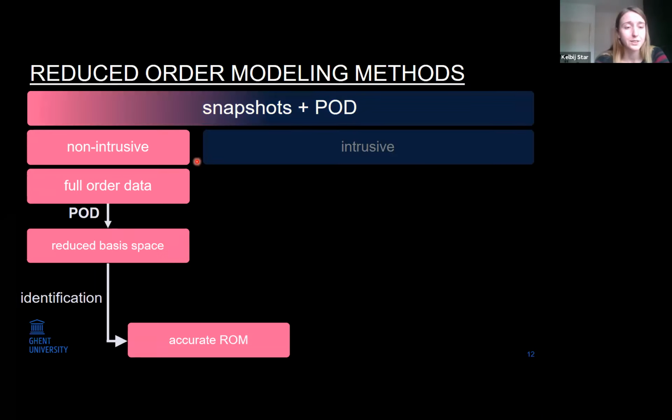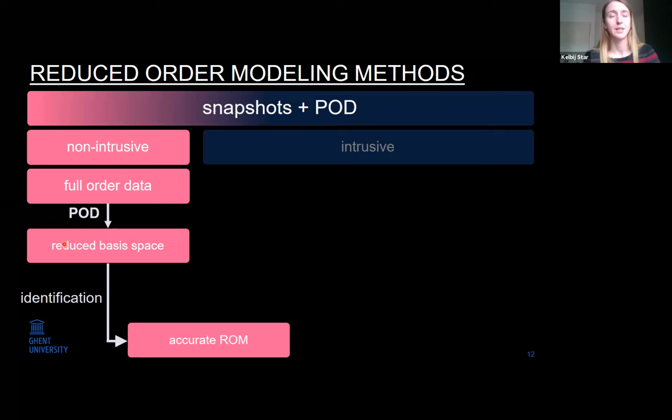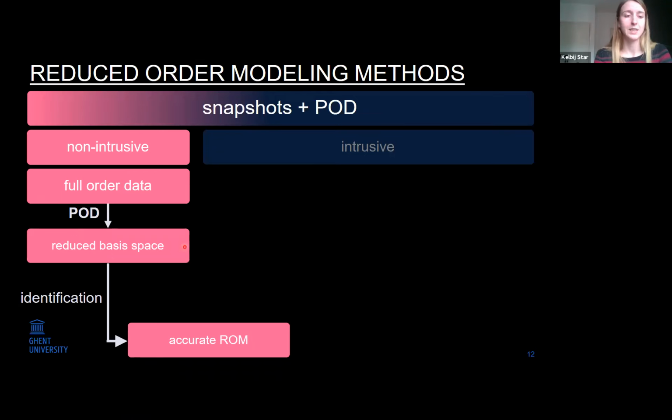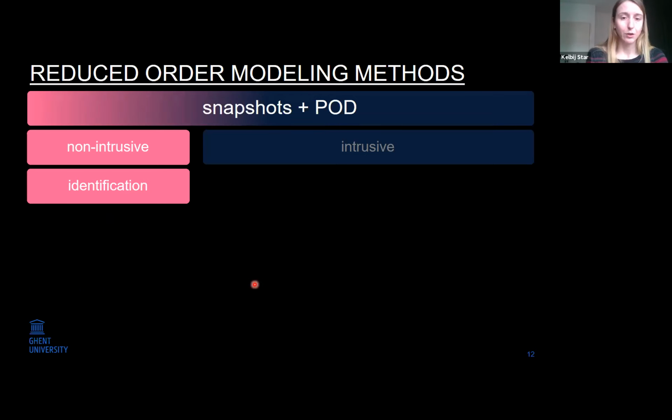So if you look at the non-intrusive approach, we have full order data. Basically they come from a numerical simulation, but in theory you could also use experimental data. And you apply POD on that to get your reduced basis space. For example, I would choose a reduced basis space that's spanned by 20 modes. And then, like I said, we still need to get our reduced order model, so we can apply some kind of identification method to obtain a reduced order model.